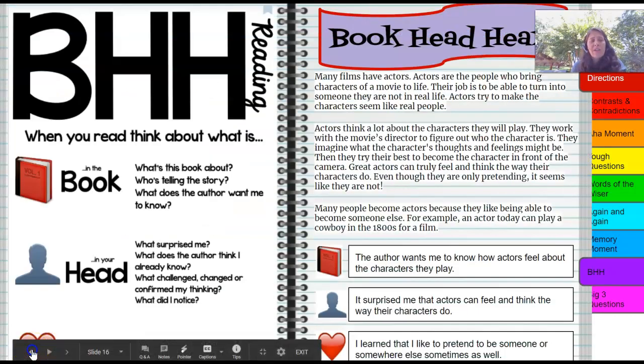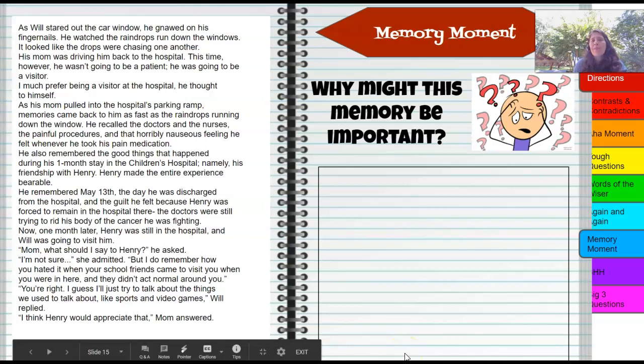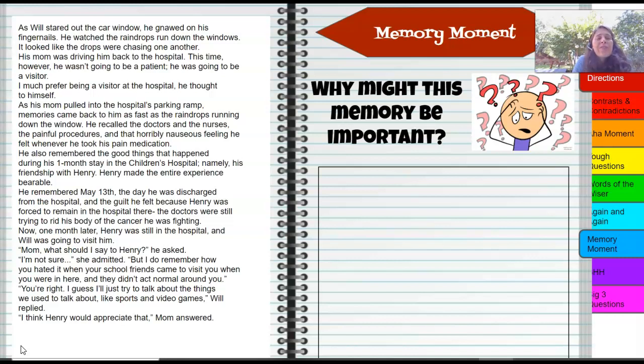Now we're going to read this passage, and I want you to locate the memory moment and understand why the memory is important. As Will stared out the car window, he gnawed on his fingernails. He watched the raindrops run down the windows. It looked like the drops were chasing one another. His mom was driving him back to the hospital. This time, however, he wasn't going to be a patient. He was going to be a visitor. "I much prefer being a visitor at the hospital," he thought to himself. As his mom pulled into the hospital's parking ramp, memories came back to him as fast as the raindrops running down the window. He recalled the doctors and nurses, the painful procedures, and that horribly nauseous feeling he felt whenever he took his pain medication.